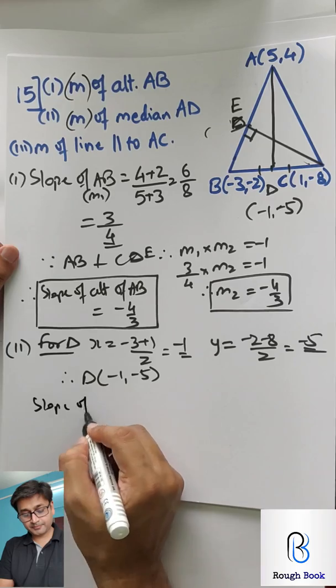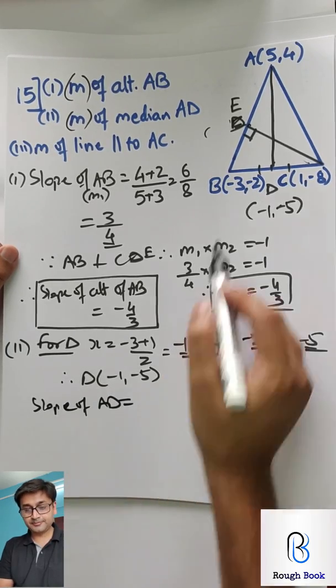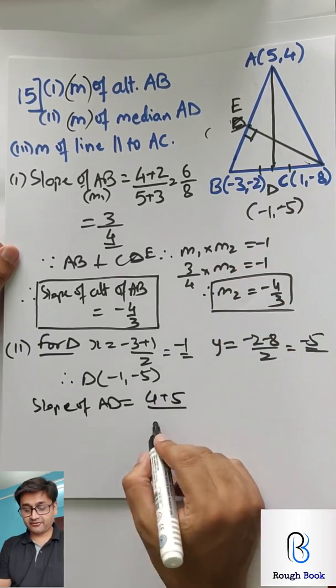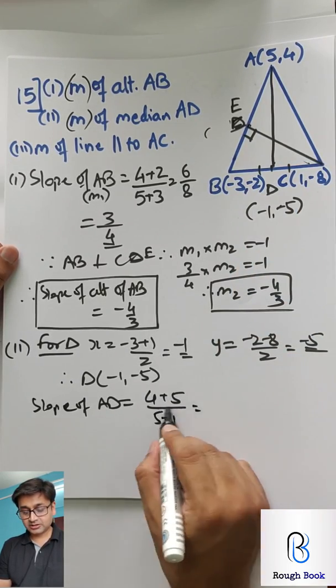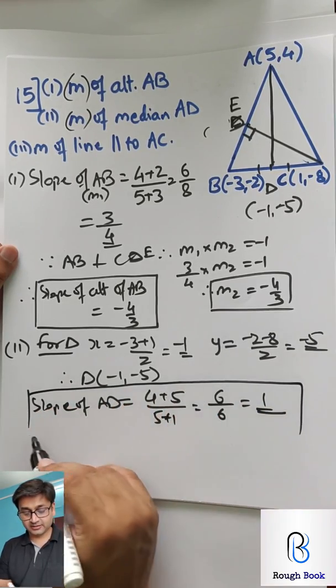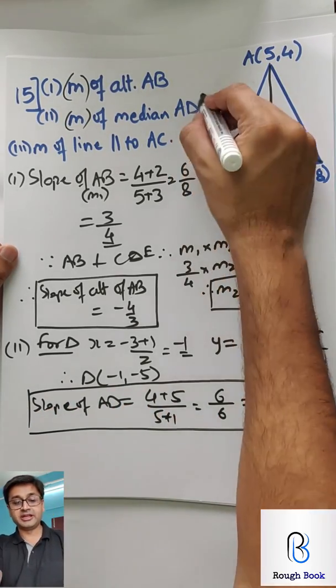So slope of AD, y2 minus y1, so 4 plus 5 and 5 plus 1. So that will be 6 by 6, 1. So we managed to get our second part, that is slope of AD.